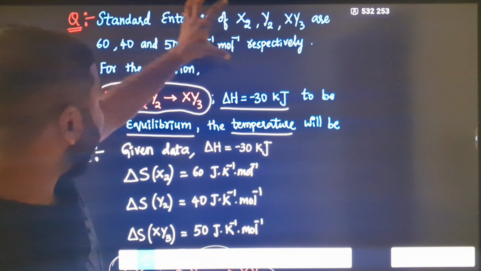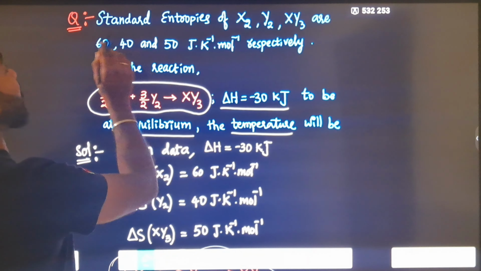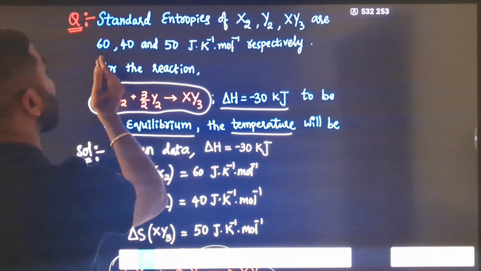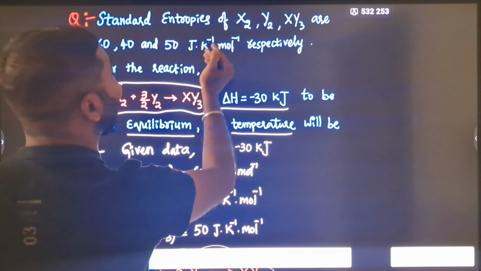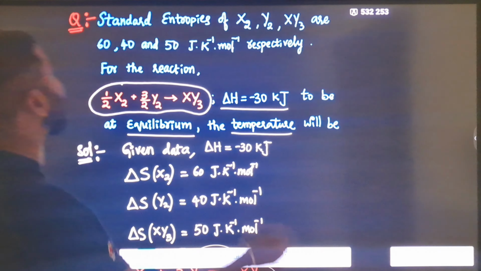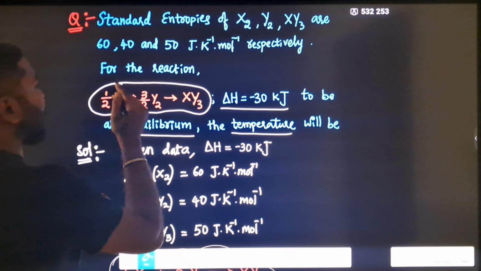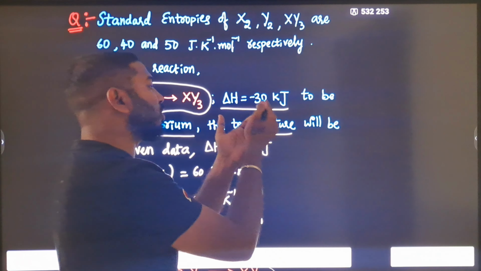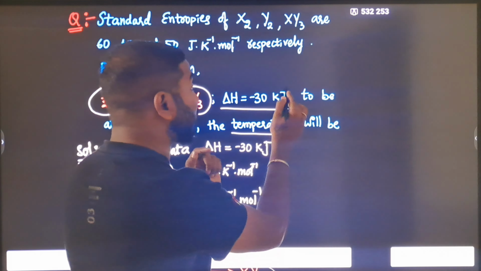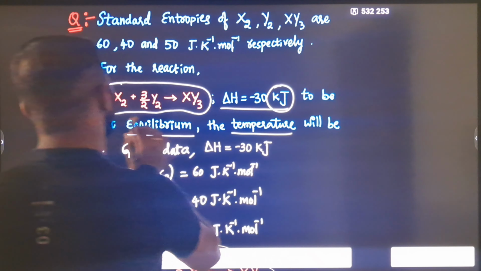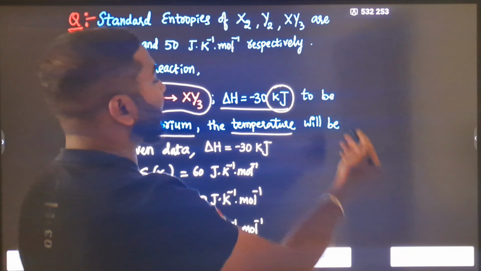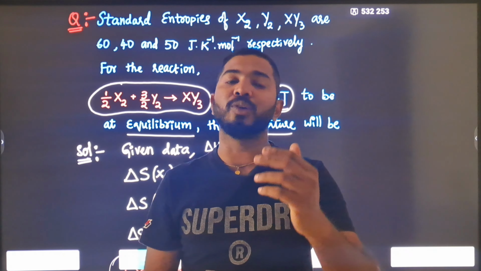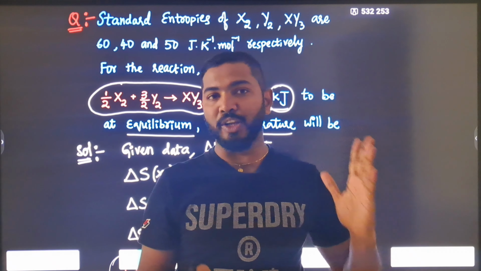I am repeating the question. Standard entropies of X2, Y2 and XY3 are 60, 40, 50 joule Kelvin inverse mole inverse respectively. For the reaction 1/2 X2 plus 3/2 Y2 gives XY3, delta H is given as minus 30 kilojoules. This is very important: at equilibrium, the temperature will be? To solve this question, we need to bring out the delta S value.